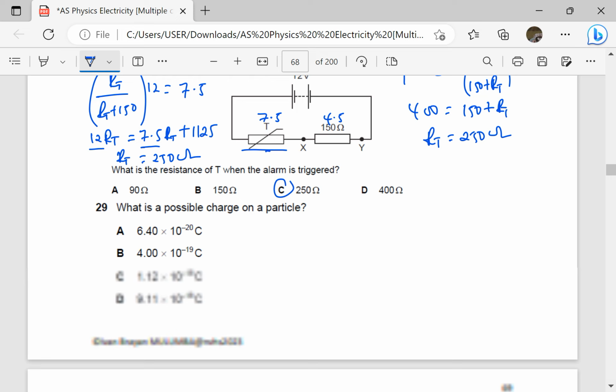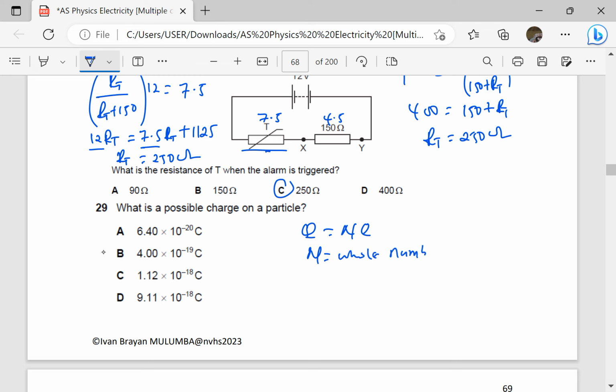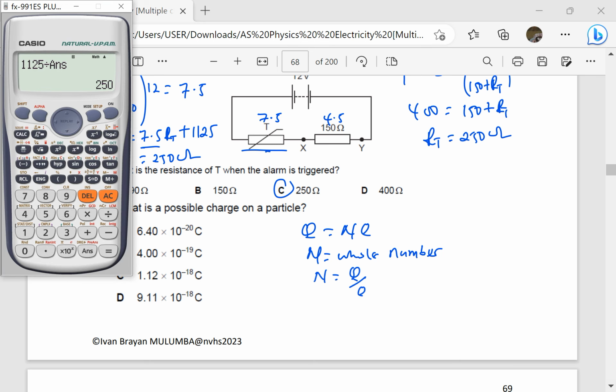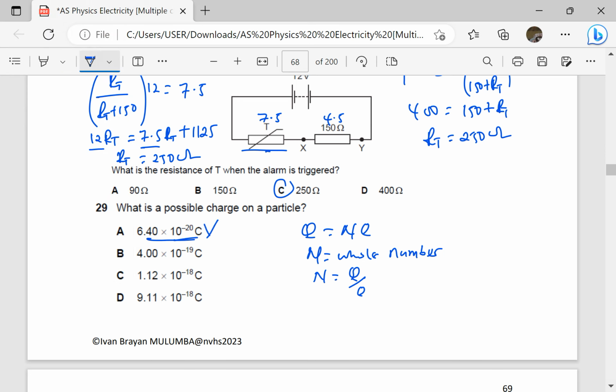What is a possible charge on a particle? Remember, charge is quantized. It must be a multiple. Charge is equal to N times E, where N should be a whole number. Of course not 0. So let's check the values of N by dividing the charge given over the elementary charge, because charge must be a multiple of the elementary charge. Already this one is smaller than the elementary charge, so I will ignore it.